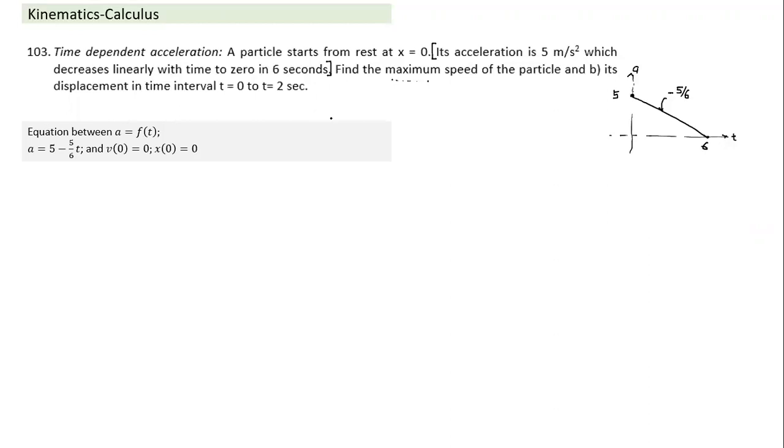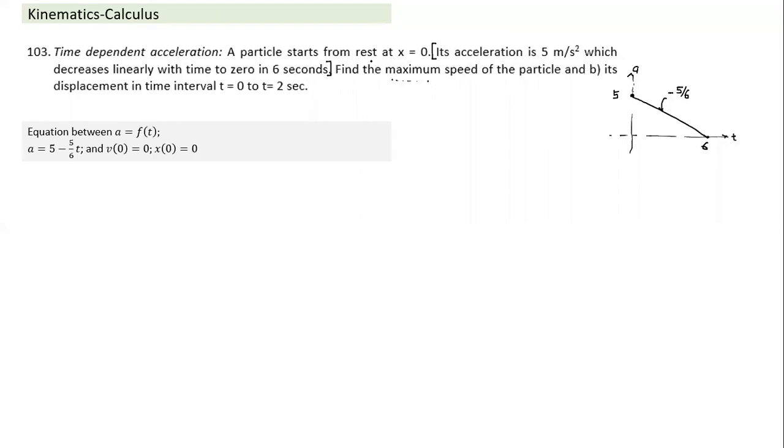This is the equation from the moment I read this question. Acceleration is given as a function of time, in the form y is equal to mx plus c: a is equal to minus 5 by 6 t plus 5. So this is the acceleration. What else is given in the question here? Whenever I integrate, limits are important. So what is given here?